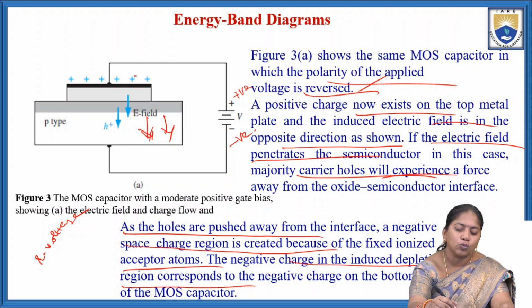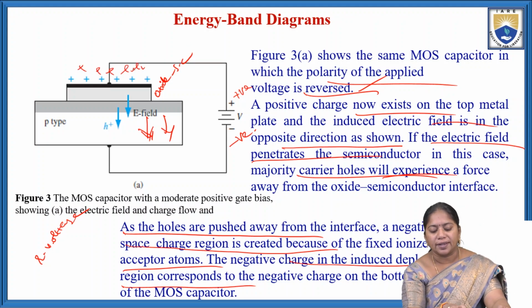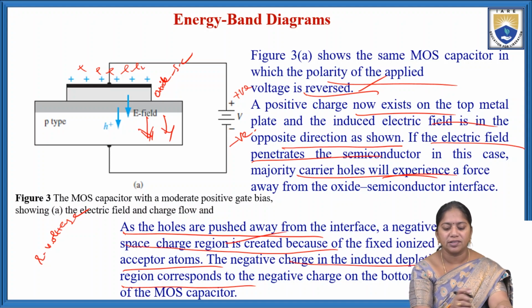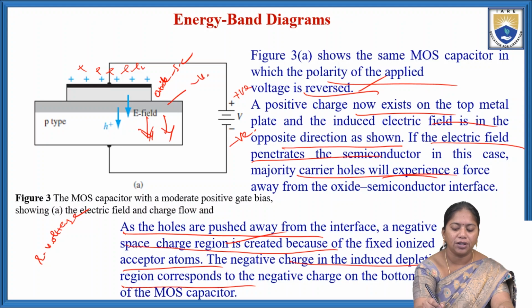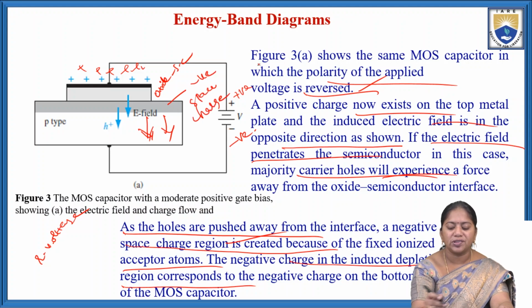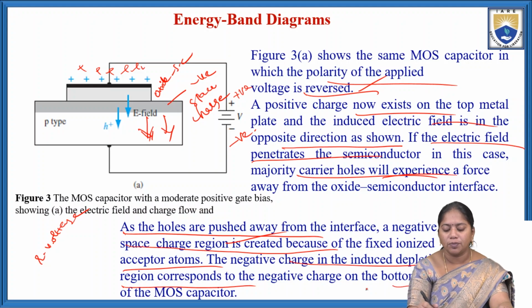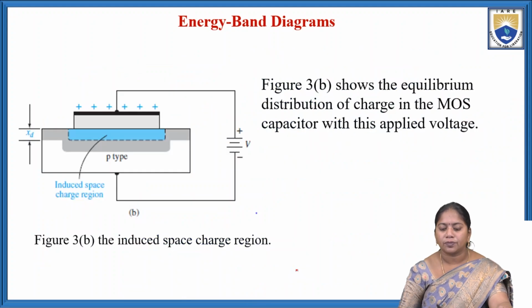These holes are moving away from the oxide semiconductor interface. That's why those are accumulated at the top of the plate. As the holes are pushed away from the interface, a negative space charge region is created. A negative space charge region is created because of the fixed ionized acceptor atoms. So the negative charge is now accumulated in the bottom plate of the MOS capacitor.